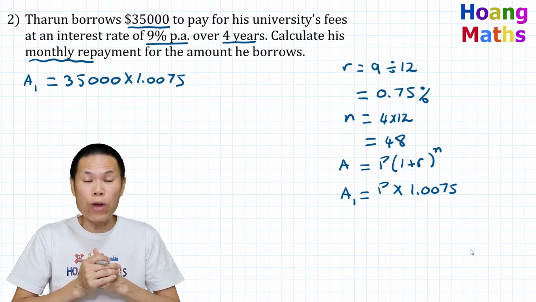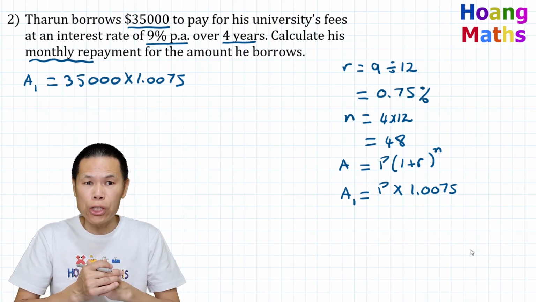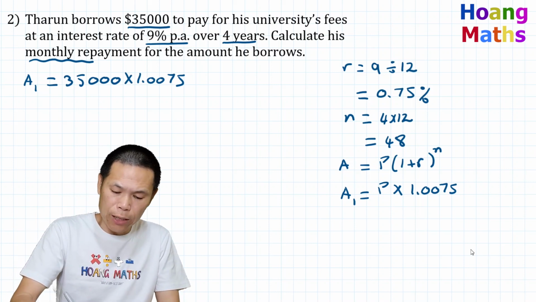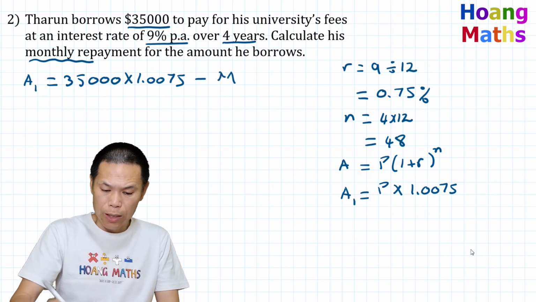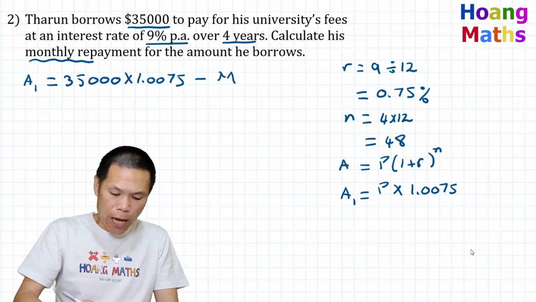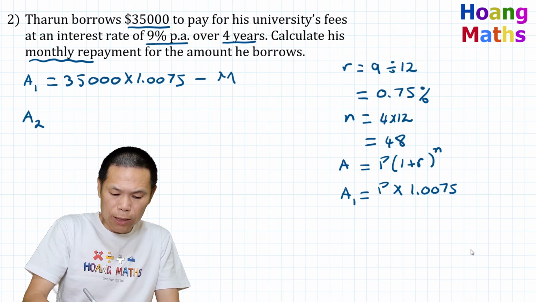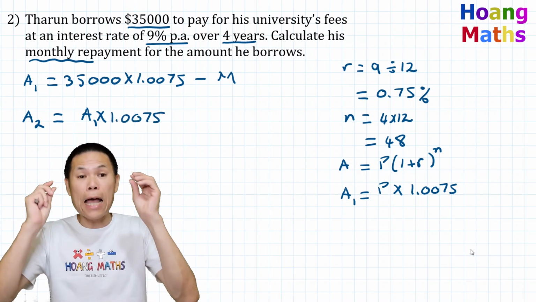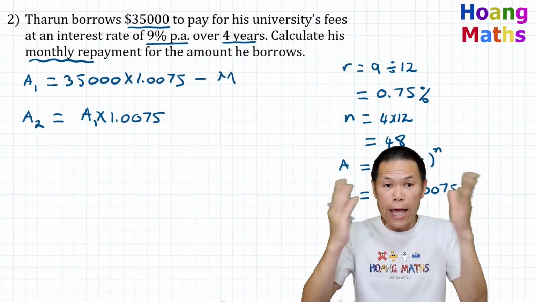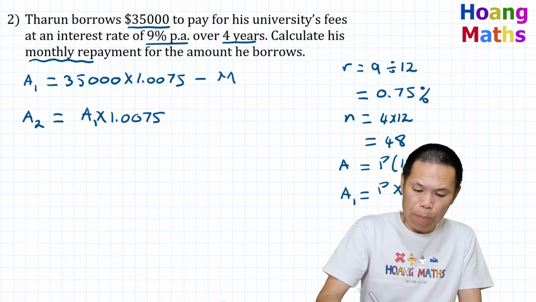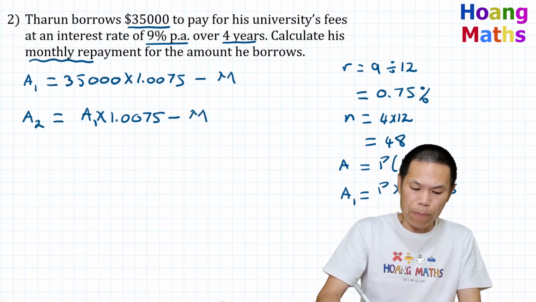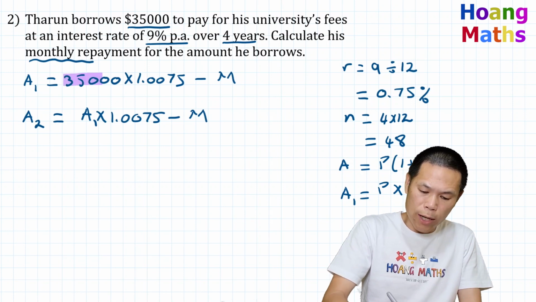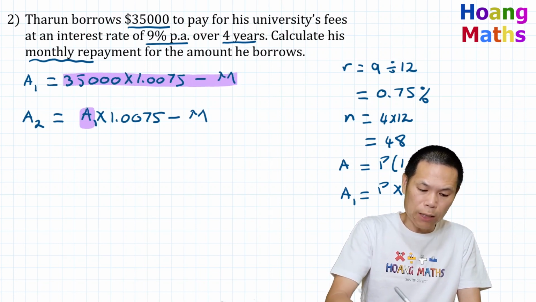But then he makes a regular contribution. I don't know how much it is, so we just write M. So minus M. And then at the end of A2, that means at the end of the second month, we add interest on top, so times 1.0075. That is how much he owes. Then he pays a regular payment, that is M, so we minus M. But don't forget A1 is this, so we just replace with that.